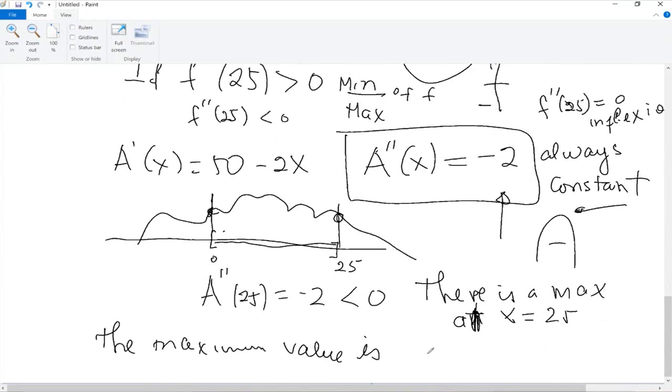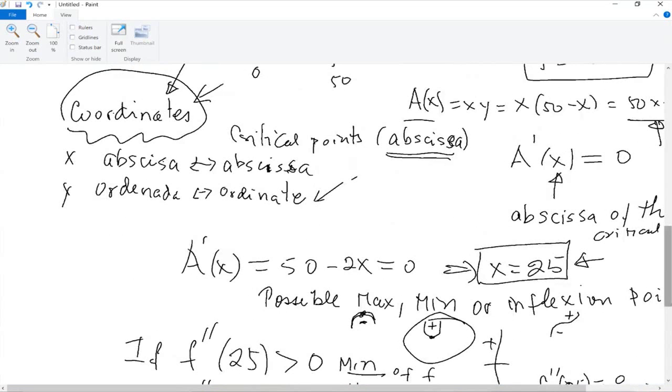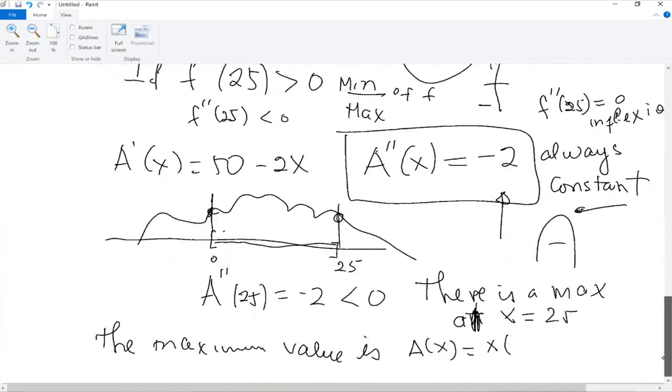The maximum value is equal to x times (50 minus x). Then the real value, which is the maximum that I'm going to calculate, is 25 times 25, 625. Okay?